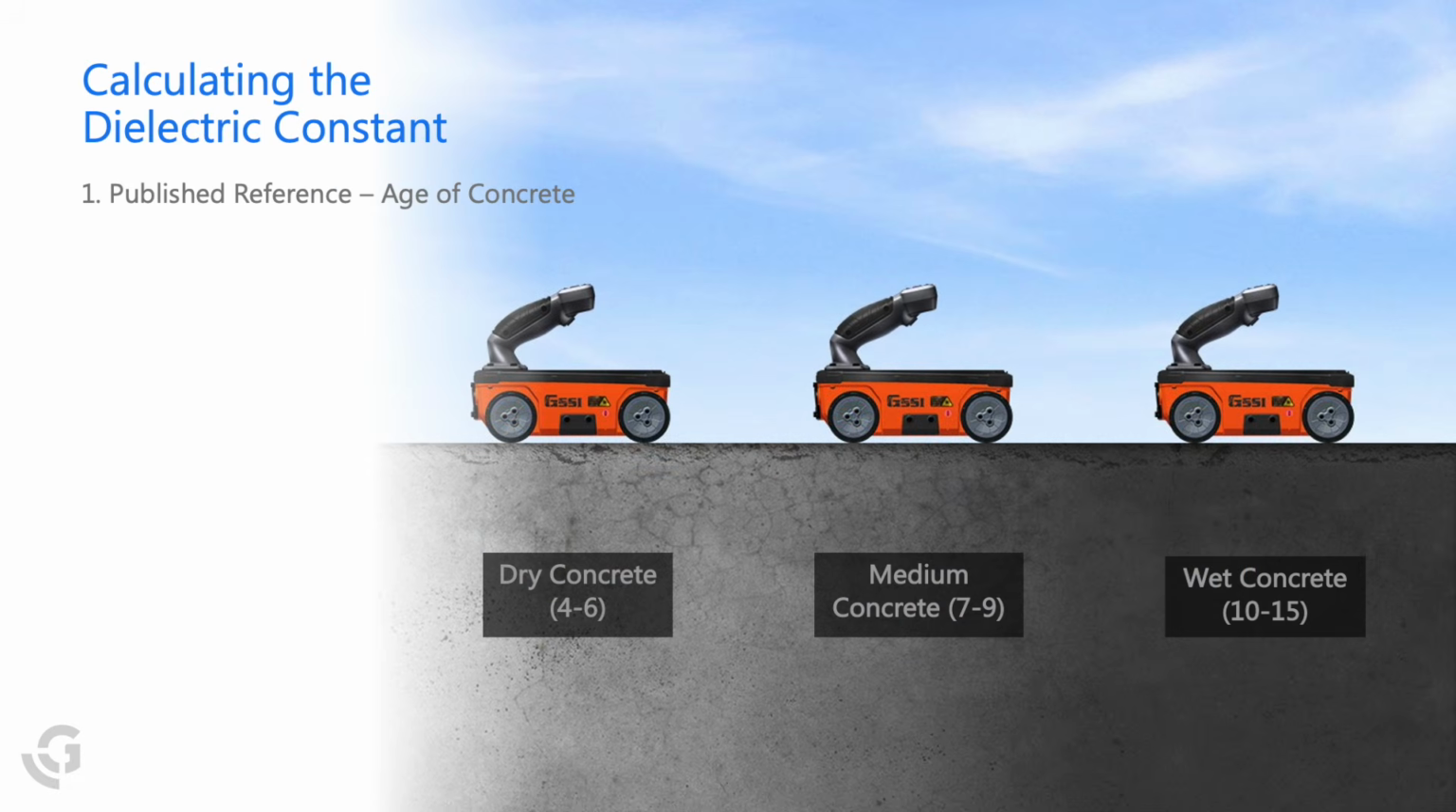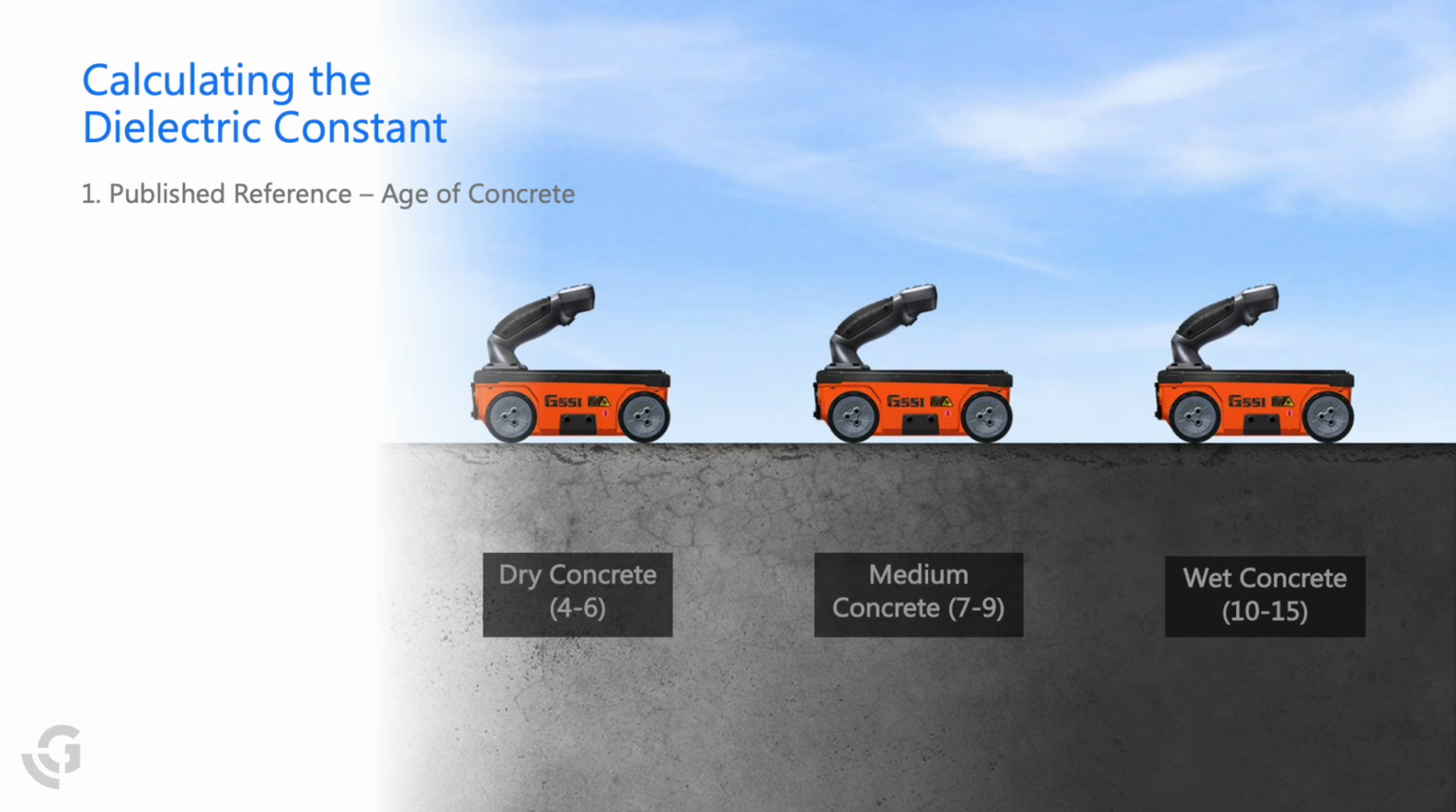Well, the first method is what we call published reference. This is all based on the age of the concrete. Let's say we have 3 concrete types: dry concrete, medium, and wet. The dry concrete could be several years old and fully cured. We would set the dielectric anywhere from 4 to 6 in this case.